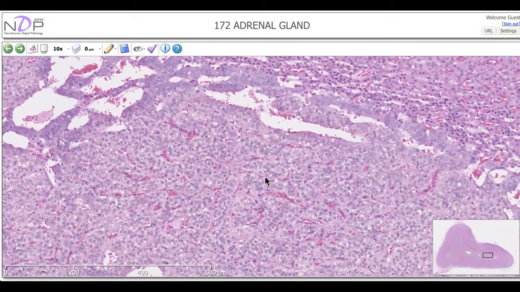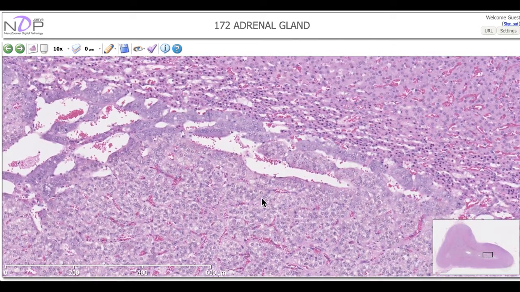As I said, the embryonic origin of the medulla is the neural crest, whereas this area here, the cortex, comes from the mesoderm. Also, I said that the blood supply of the cortex is different from the blood supply of the medulla, and this is another proof that there is a different embryonic origin between the cortex and medulla.